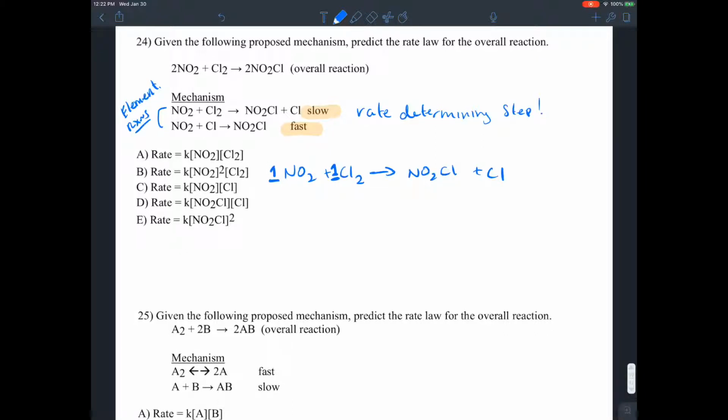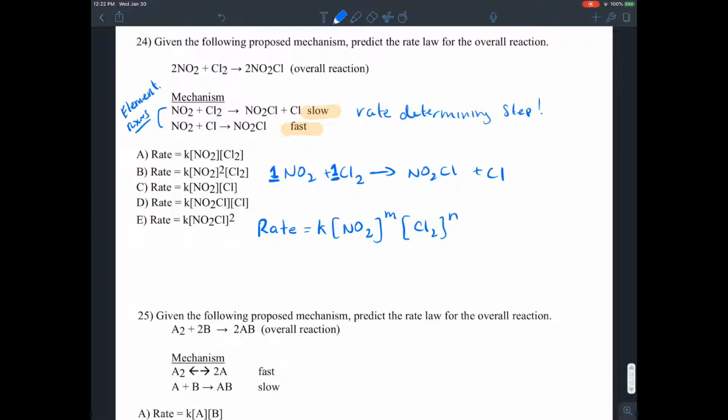The coefficients of an elementary reaction, if it's the slow step, become the orders for the rate law. And I'll repeat that. So remember that a rate law, what I mean by that is this particular rate law, because it agrees with, and it's the first step and it's the slow step, we'll have a K constant, obviously, and then we'll have NO2 to some M and Cl2 to some N power.